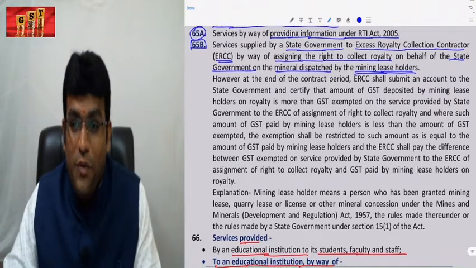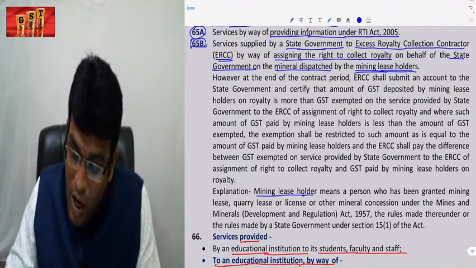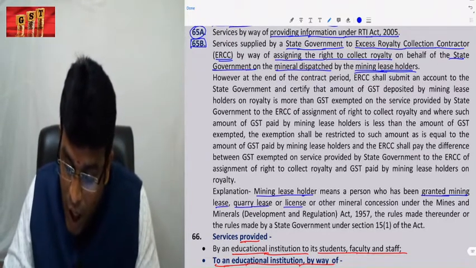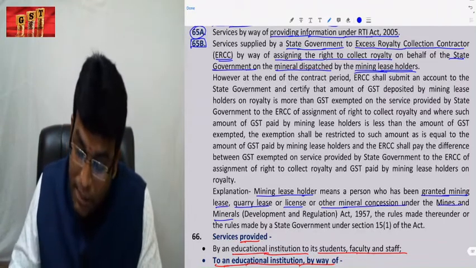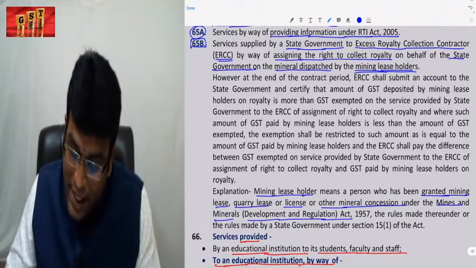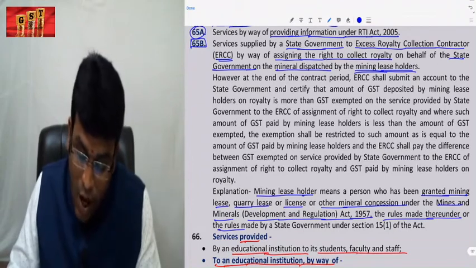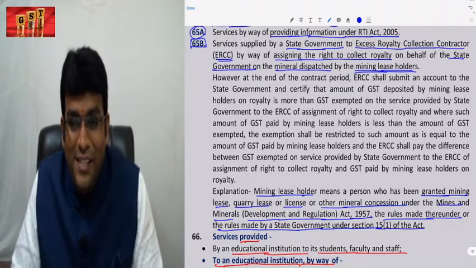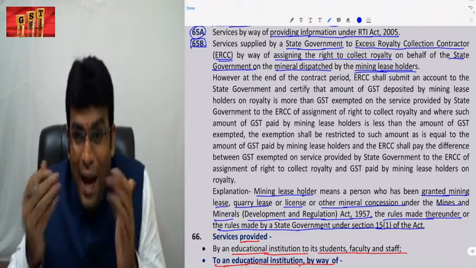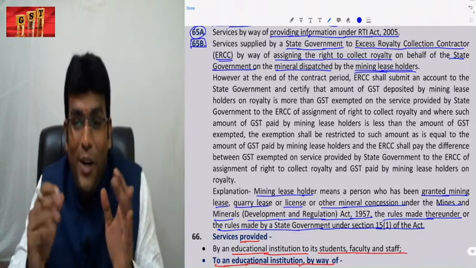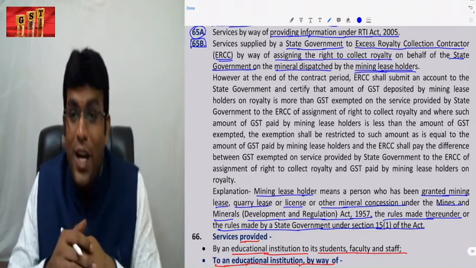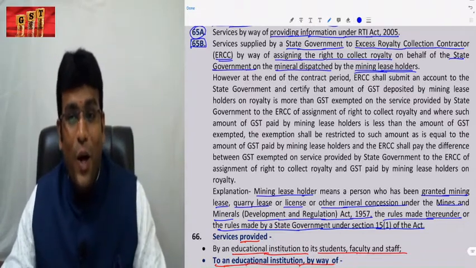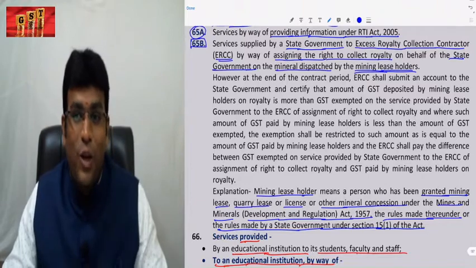Who are mining leaseholders? Mining leaseholders means a person who has been granted mining lease, quarry lease or license, or other mineral concession under the Mines and Minerals Development and Regulation Act 1957, the rules made thereunder, or the rules made by state government under 15(1) of the Act. Anyway, the service is given by the state government to the excess royalty collection contractor by way of assigning the right to collect royalty on behalf of state government on the minerals dispatched by mining leaseholders.